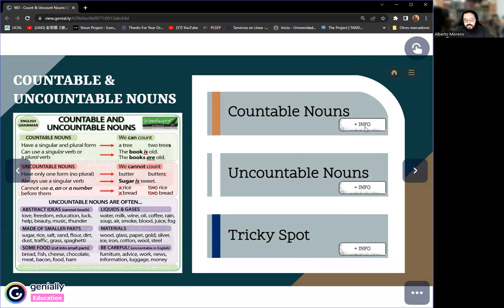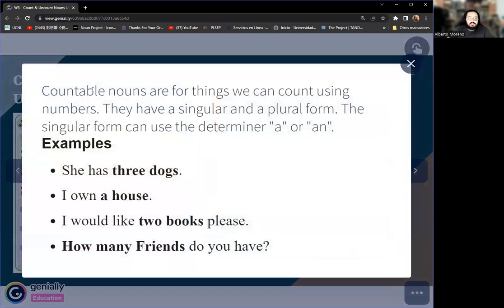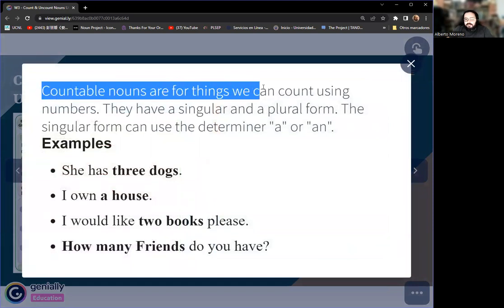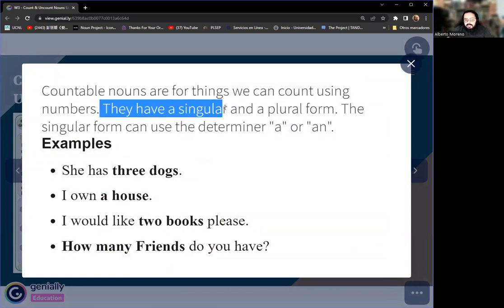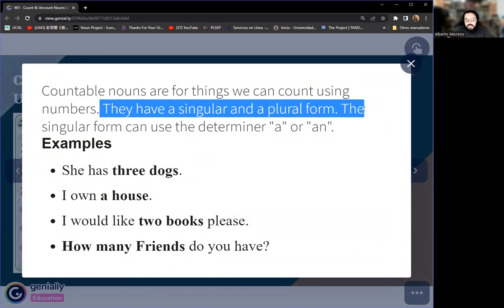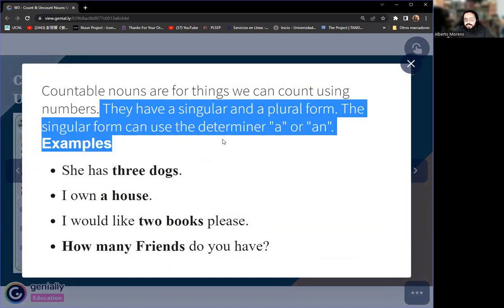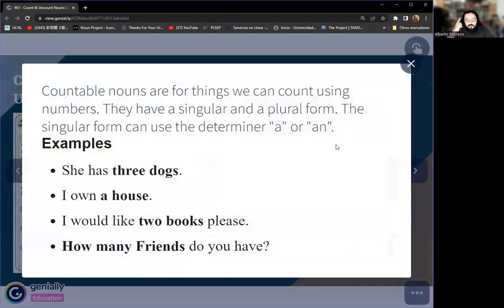So countable nouns, the theory says that countable nouns are for things we can count using numbers. They have singular, this is important, they have singular and plural form, and the singular form can use the determiner a or an in order to talk about one.